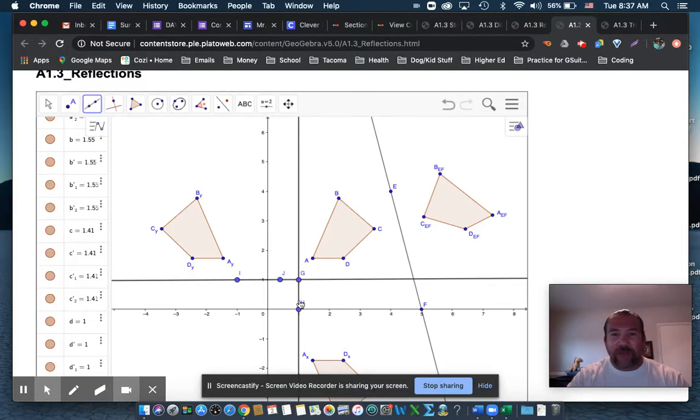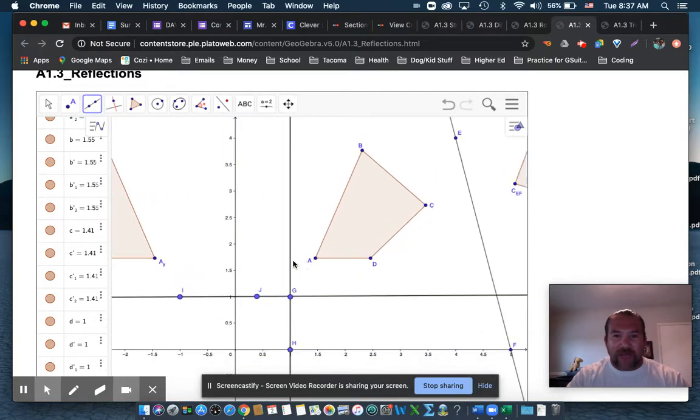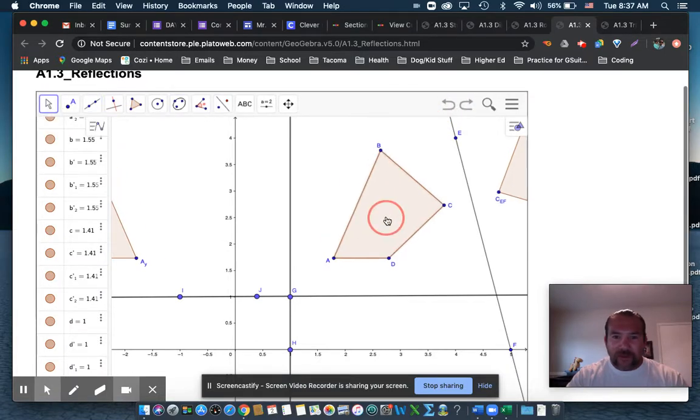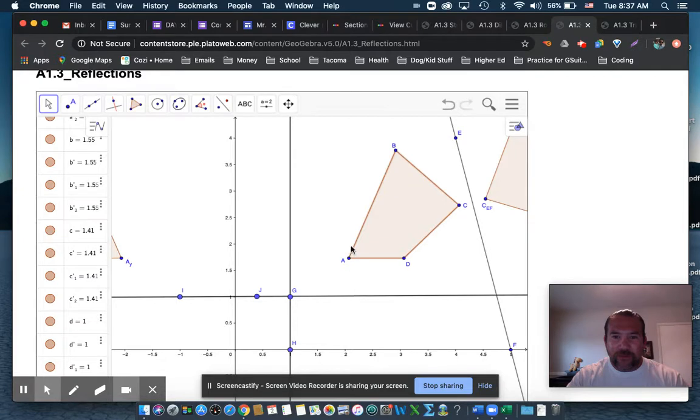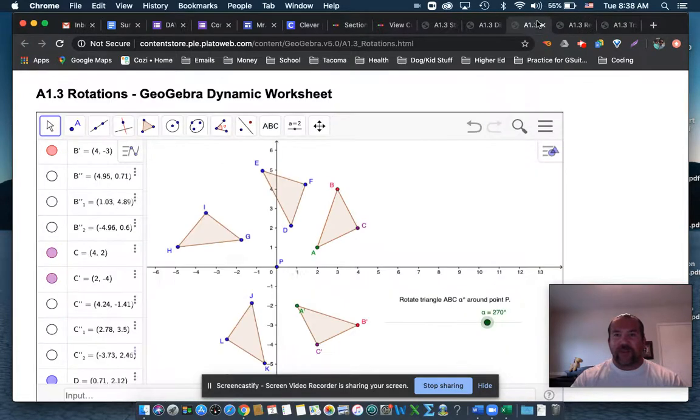If I wanted to reflect over x equals 1, all I have to do is count the distance from this line. Right now, A is at 2 on the x-axis. That means it's 1 unit to the right, so A prime would be 1 unit to the left. D is 2 units, so D would be 2 units to the left. So it's equidistant from the line of reflection. That's important to know. So that's reflection.